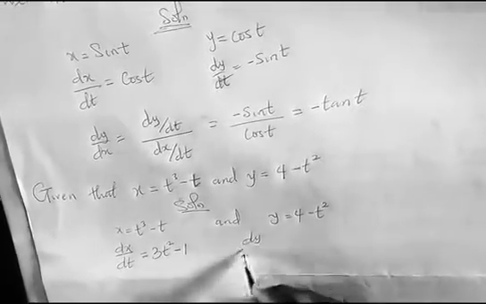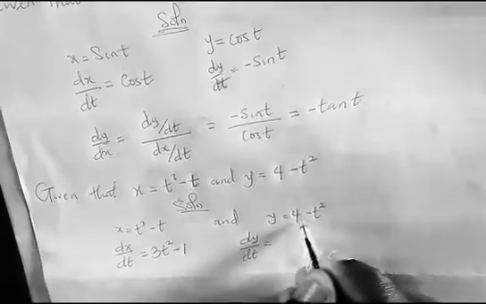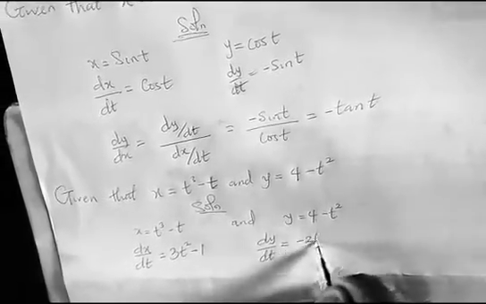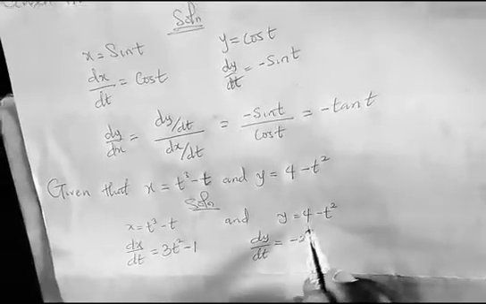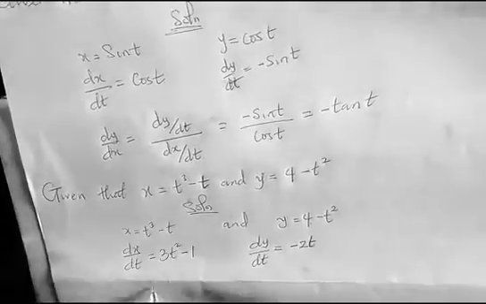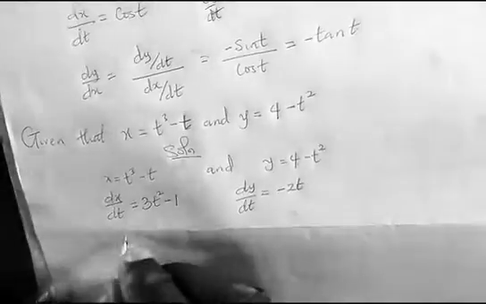Then your dy/dt will be what? This one will become 0. So this one will be minus 2t. Because if you differentiate a constant, you will have 0. And if you differentiate t squared, you will have 2t.